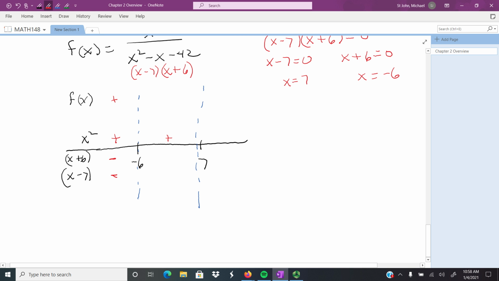X plus 6, and if a number is greater than -6, this is now positive, but this is negative. So my bottom term will be negative, and a positive divided by a negative will be a negative. There will be one exception at 0. It will touch at 0. And then lastly, for x greater than 7, this will be positive, this will be positive, this will be positive, and so the result will be a positive number.